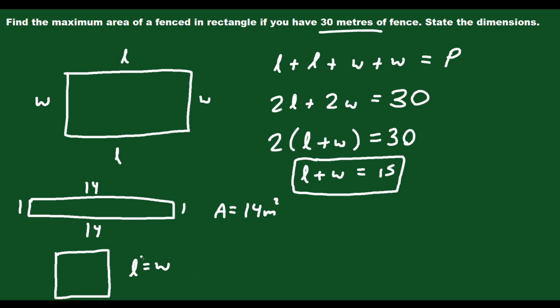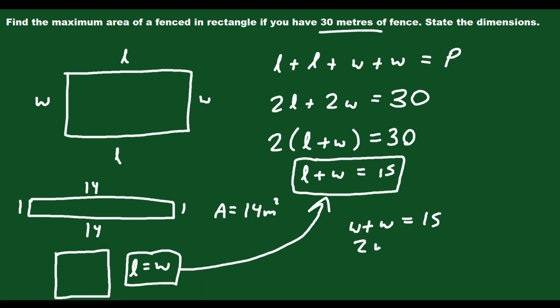So if length and width are equal to each other, that's another equation we have. I can plug that into this one, right? Using our substitution. So instead of L plus W equals 15, I could say, well, if L is equal to W, then really what I have here is W plus W equals 15, or 2W equals 15. Divide both sides by 2, W equals 7.5 meters. And if W is 7.5 meters, W is equal to L, that means L is also equal to 7.5 meters.